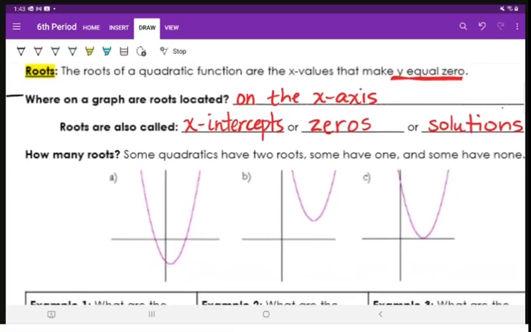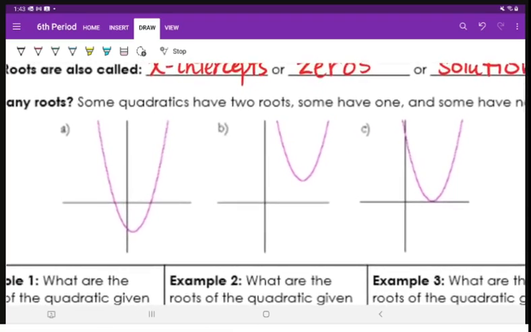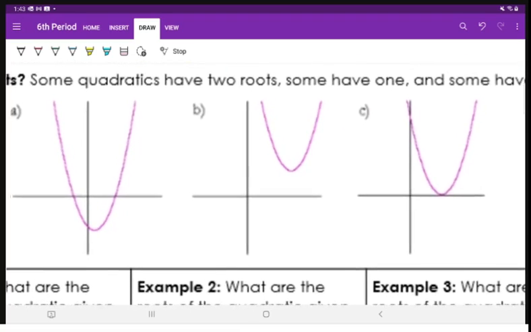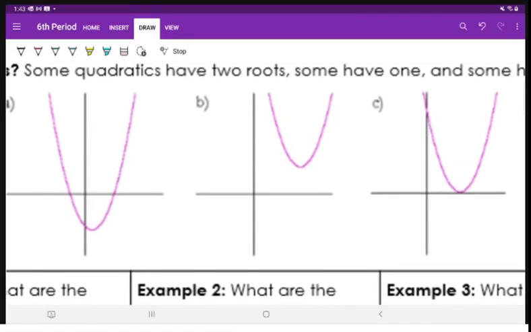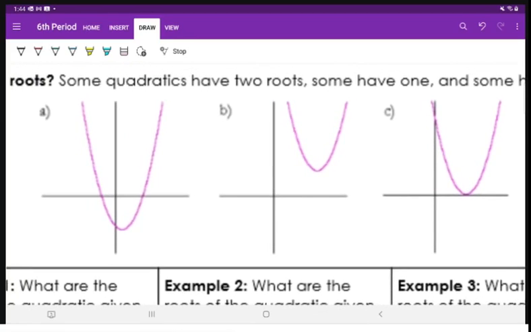So take a look at this picture. Different quadratic functions might have a different number of roots. So I'm going to ask for your help in figuring this out. Look at graph A, graph B, and graph C. Can someone volunteer to help me figure out which of these graphs happens to have two roots? A. Okay, A has two roots.